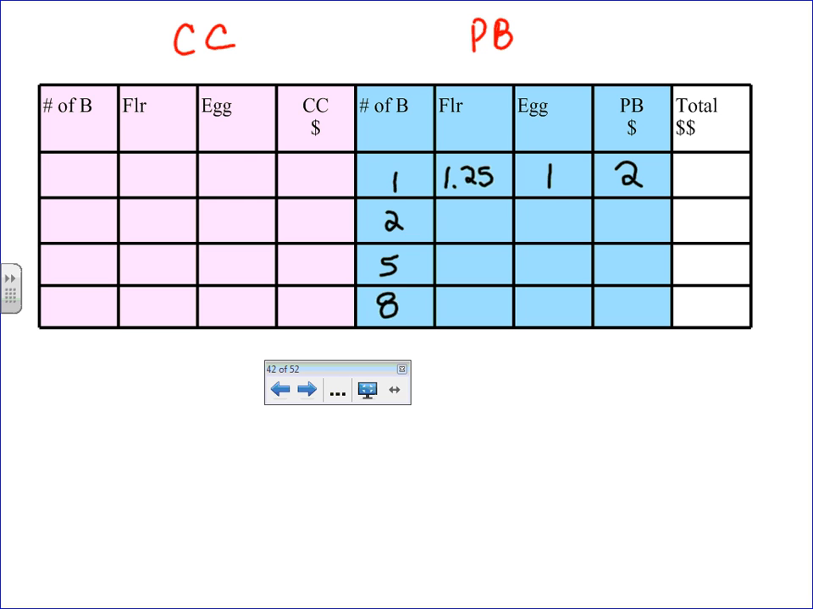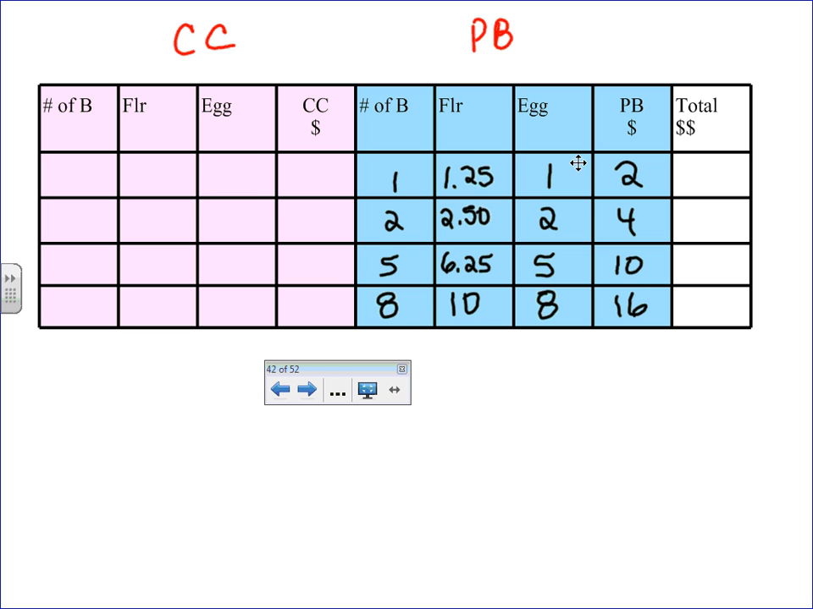Okay? I know that if I make 2 batches, that's going to use 2.5 cups of flour. It's going to take me 2 eggs, and I make $4 just off the peanut butter. For 5, it's going to take 6.25 cups of flour, 5 eggs, and I make $10. And for 8, it's going to take 10 cups of flour, 8 eggs, and I'm going to make $16.